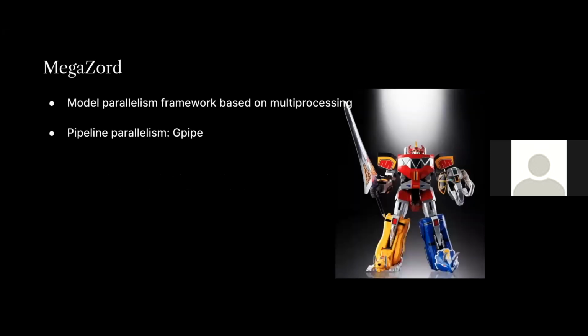For scalability, the modeling team has been working on creating a model framework called Megazord. Megazord is a model parallelism framework that distributes the model across multiple devices. The core idea behind this is pipeline parallelism, specifically GPipe.